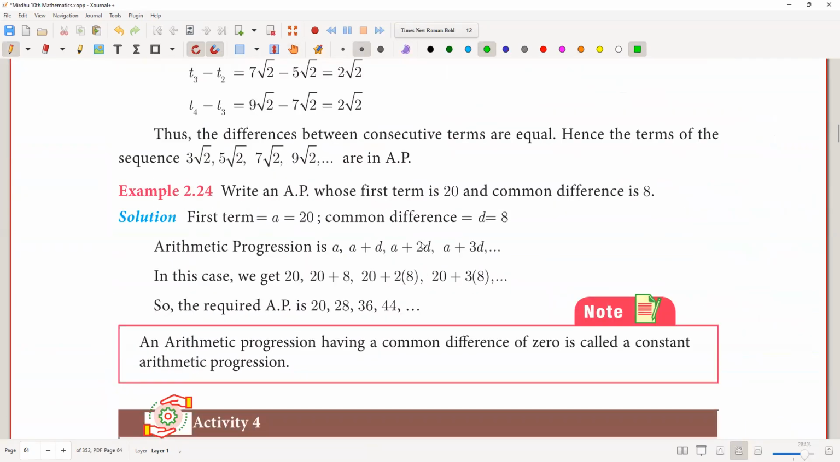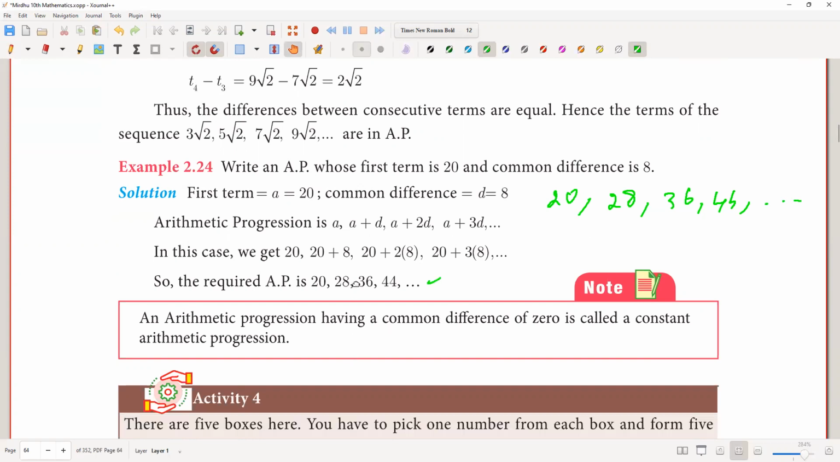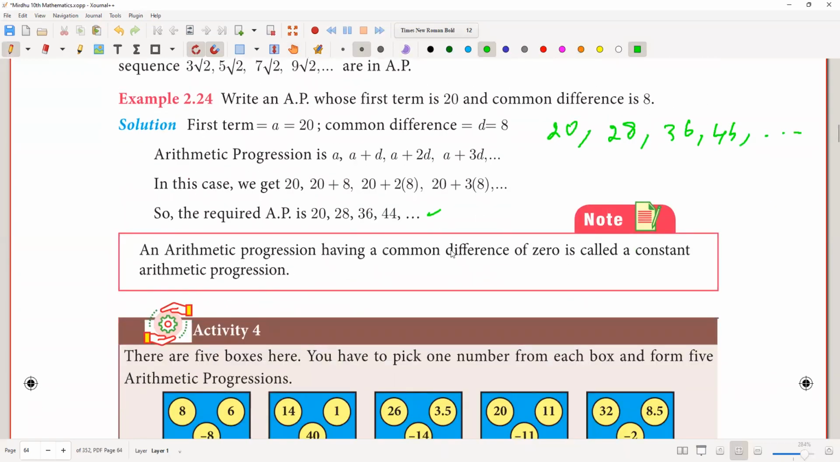Very good. This one: write an AP whose first term is 20 and common difference 8. First term is 20, common difference 8. So 20, 20 plus 8 is 28, 36, 44, and it goes on. All right, this is an AP. First three terms and dot dot dot. An arithmetic progression having common difference 0 is called a constant arithmetic progression.